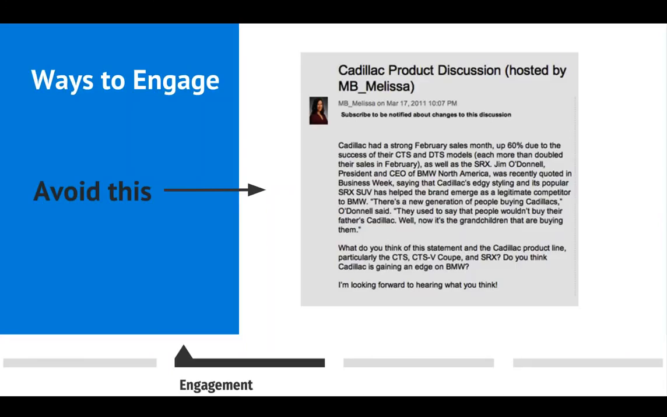The problem with discussions today is that a lot of organizations out there find it really difficult to get out of a mindset like this, where they post a discussion, and this is a genuine discussion, by the way.